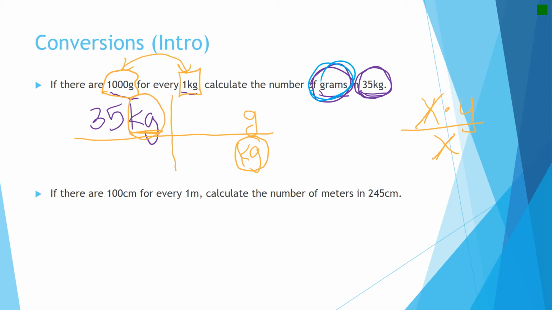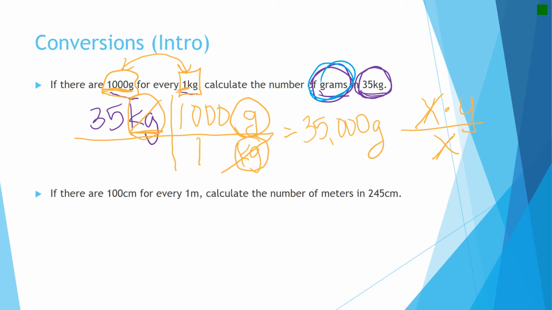Now all you need to do is put in your numbers. It's 1,000 grams for every 1 kilogram, so you put in the numbers that are associated with that unit. Now if I look at my units, my kilograms is on top and then on the bottom, so it cancels, and I am left with grams. So what this ends up to be is 35,000 grams.